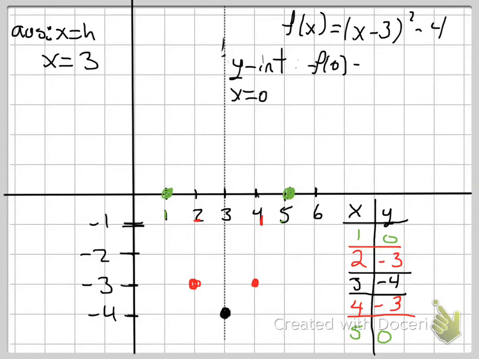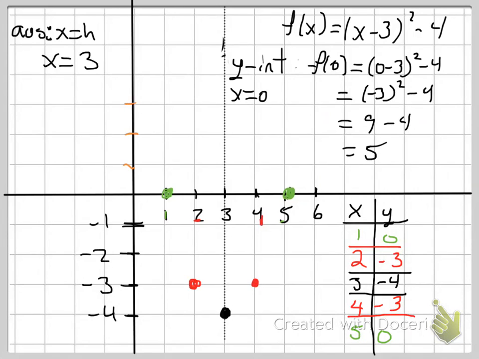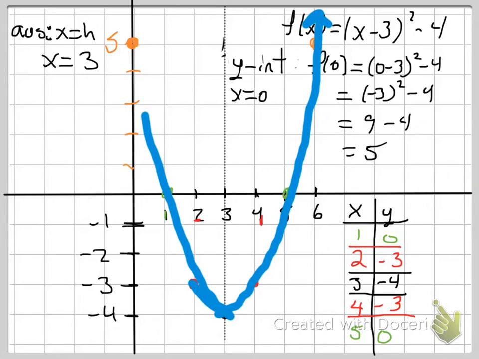So we're going to plug 0 into our formula, and just like what we did to find our points on our table, we could do the same thing. So plug 0 into our formula. 0 minus 3 is negative 3. Then we square that, and that's going to give us 9. 9 minus 4 is going to be 5. So our input was 0, and our output was 5. So that's going to give us a point at 0, 5. And because this thing is symmetric, we're also going to have a corresponding partner over on the other side.